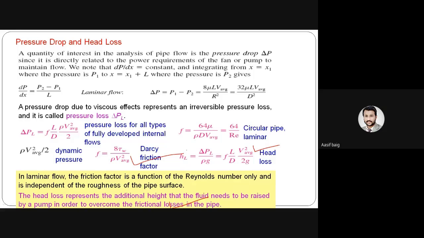So head loss, we are writing it as H subscript L equals ΔP L divided by ρg equals f L by D times V square average divided by 2g. So in laminar flow, the friction factor is a function of Reynolds number only and is independent of the roughness of the pipe surface. The head loss represents the additional height that the fluid needs to be raised by a pump in order to overcome the friction losses in the pipe.